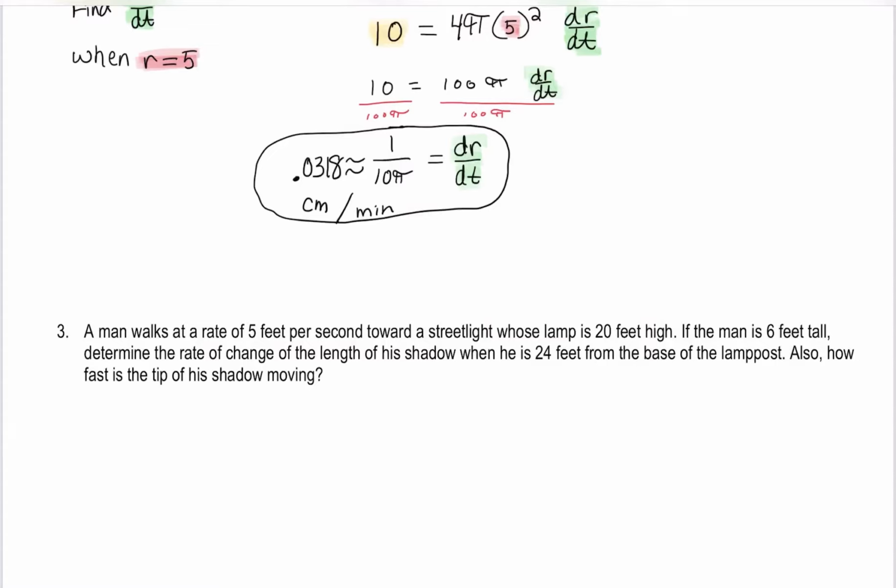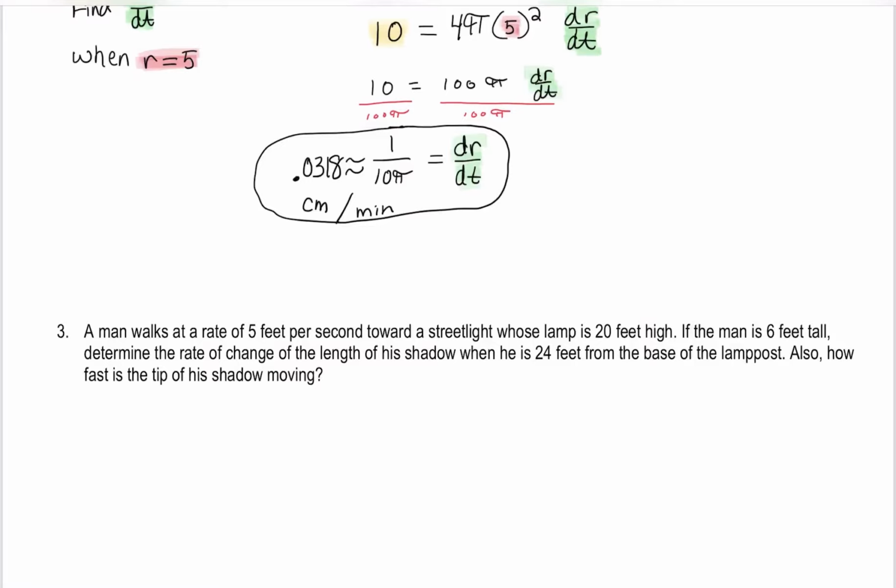All right, so we're going to continue looking at a couple more related rates problems. The first one says a man is walking at a rate of 5 feet per second towards a street light that's 20 feet high. The man is 6 feet tall. We want to determine how fast the length of his shadow is changing when he's 24 feet away.